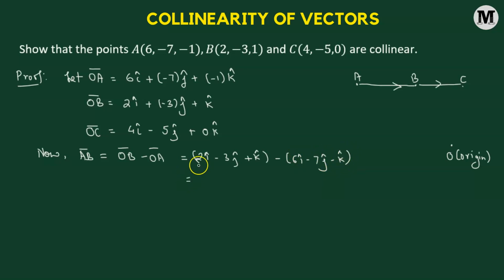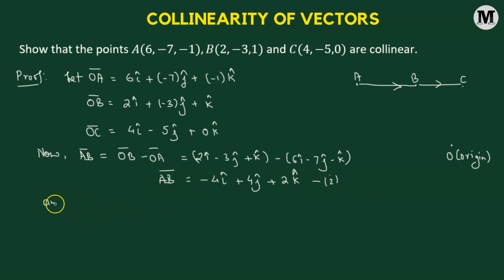This is going to give us, so 2 i cap minus 6 i cap will be -4 i cap. Then we have -3 j cap, negative of -7, that means we have +7 j cap. So this is going to be +4 j cap. And then we have k cap minus -k cap. That's going to give us 2 times k cap. So this is our vector AB. So let's label this as number 1.